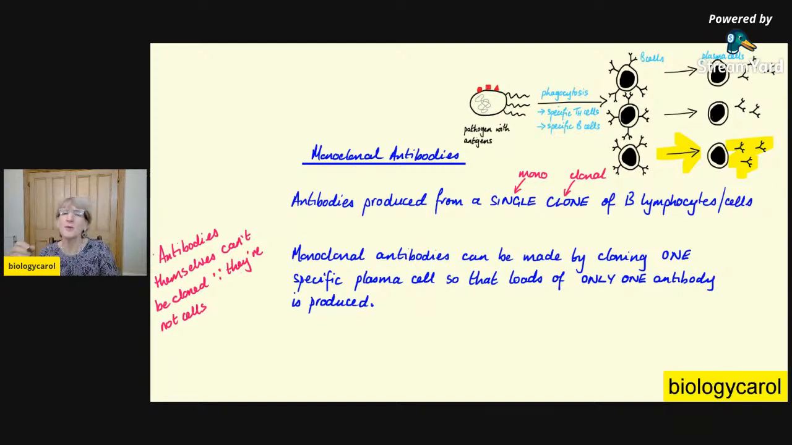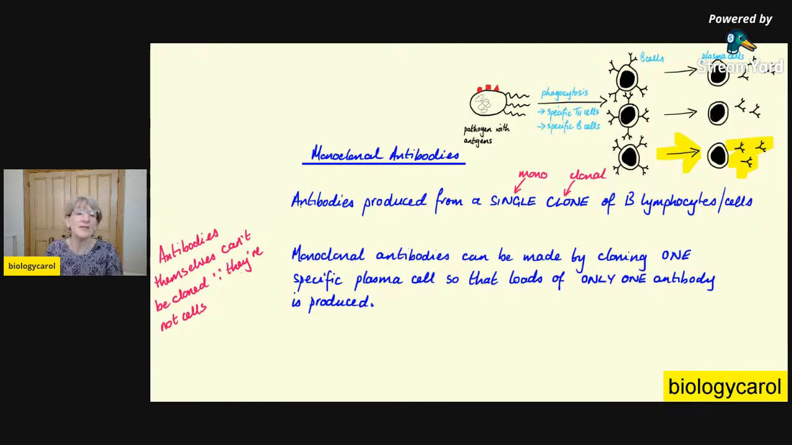Notice that antibodies themselves cannot be cloned. You can't say that a monoclonal antibody is an antibody that has cloned itself to make one type of antibody. And that's because only cells or above are living organisms, and only living organisms can clone. These antibodies are just dear old proteins. They're much smaller than cells, so they cannot clone.